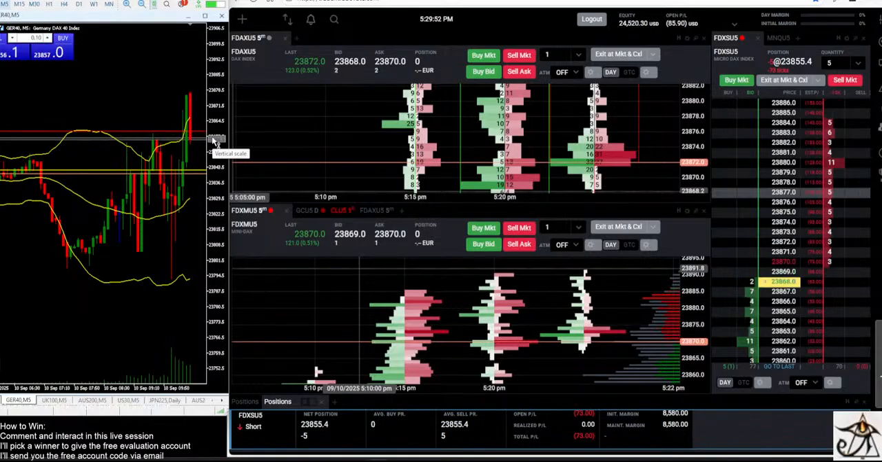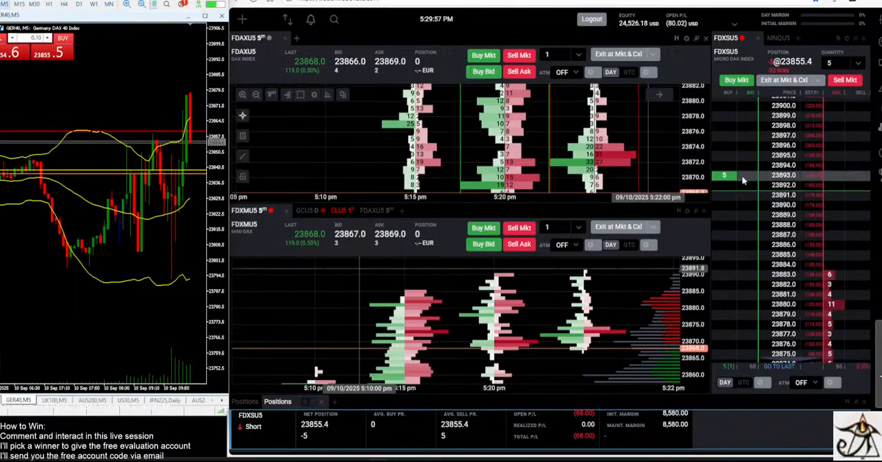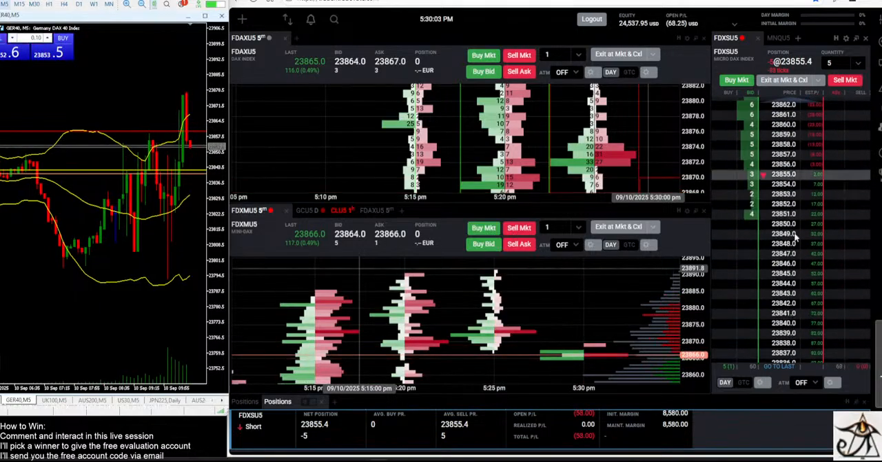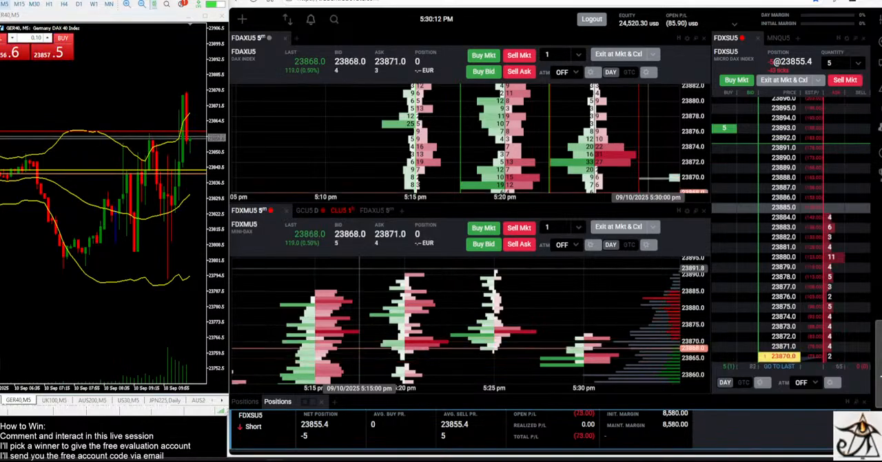As I mentioned as well, I'm going to leave the session. I've got my stop in up here. If it goes up here, I don't want to be in the trade. But if we go into profit, I'm going to close the position and remember to go and cancel this trade up here.